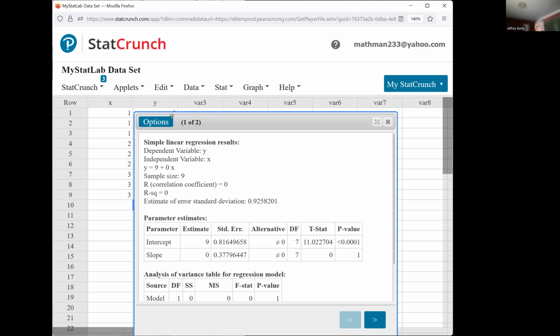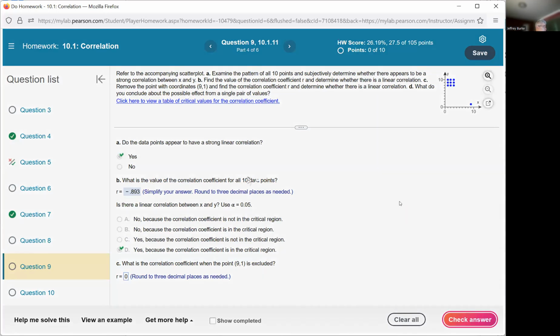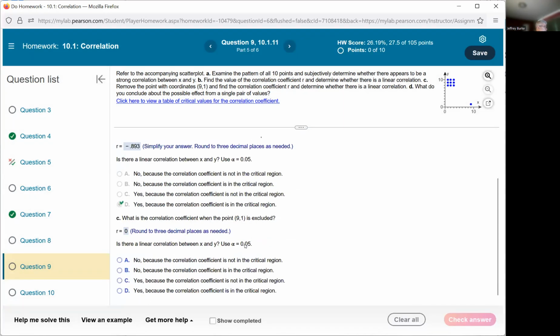So what actually happens is you have the line y equals 9, which is a horizontal line that goes through the center. That's the one that's going to be closest. What's the correlation coefficient of this? It has a correlation coefficient of 0, because basically you can draw any number of lines close to this, so it's not possible to draw a correlation. I don't round to 3 decimal places because it's just 0. Is there a linear correlation between x and y? No, because it's not in the critical region.